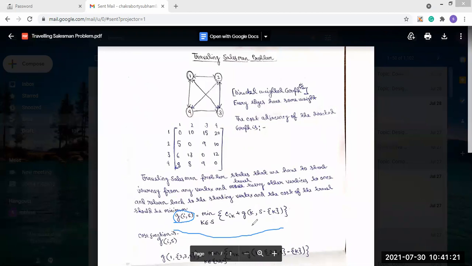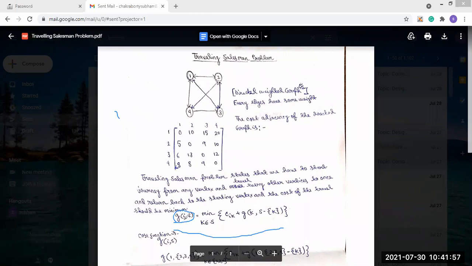Now, this formula is the recursion formula. Let's say we start from our starting vertex, 1. That means we have to cover the other vertices, from 1 to 2, 3, 4. So we have to check all of that, and after completing all the vertices, we have to return back to 1. So we are considering our starting vertex as 1.